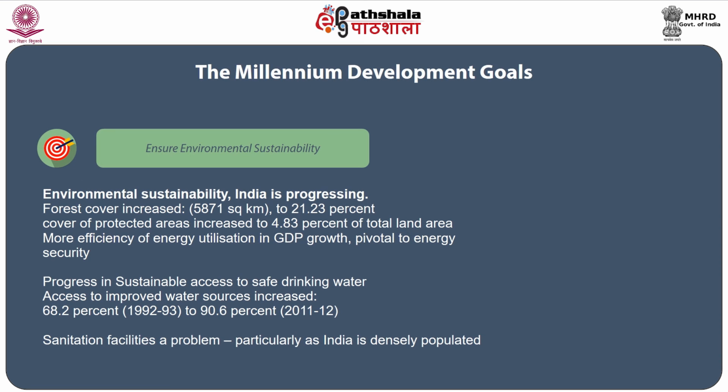In the area of environmental sustainability, India is progressing very well, as reflected in Goal 7. Forest cover has increased by 5,871 square kilometers to 21.23%. Cover of protected areas has increased to 4.83% of total land area. More efficiency with regard to energy utilization in GDP growth is pivotal to create energy security. There is progress in sustainable access to safe drinking water.